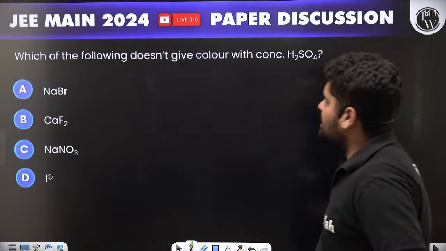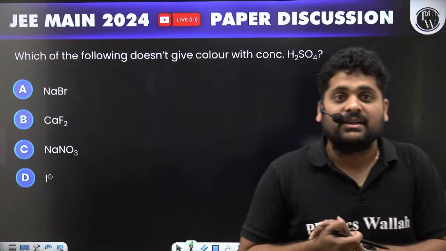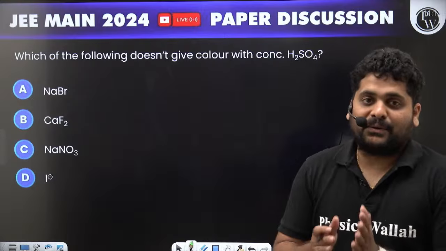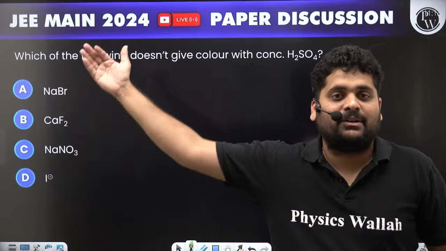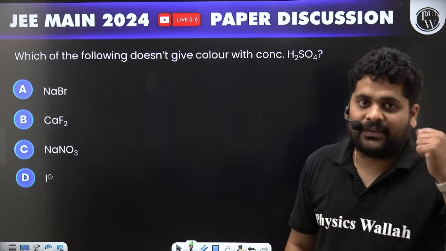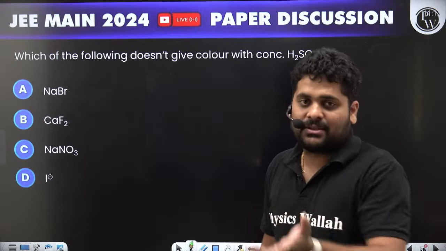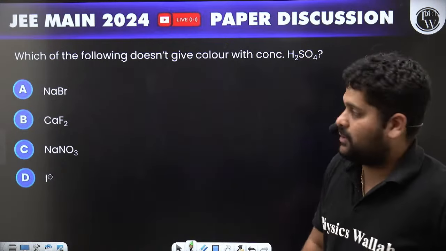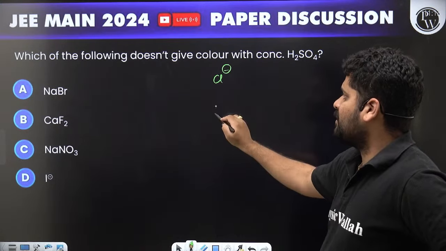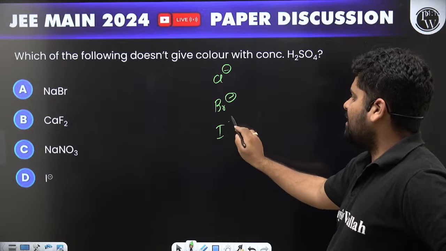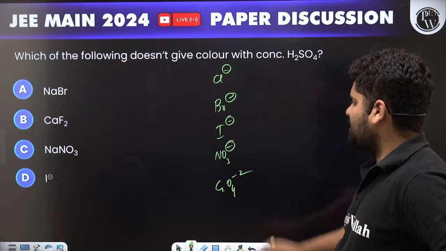Which of the following does not give color with concentrated H2SO4? See, this is from the salt analysis chapter. Okay, now what we have learned in salt analysis, there would be different groups, group 1, group 2, group 3, group 4, and so on. In group 1, we have tests for dilute HCl and dilute H2SO4. In group 2, we have tests for concentrated HCl or concentrated H2SO4, right? The ions present in group 2 would be chloride, bromide, iodide, nitrate, oxalate, etc. These ions are present, isn't it?